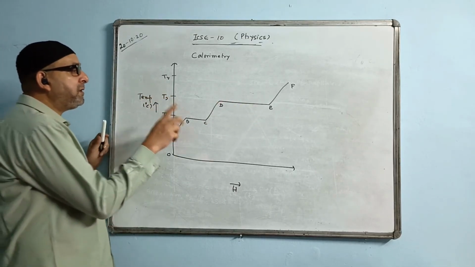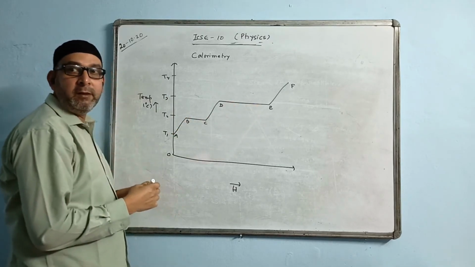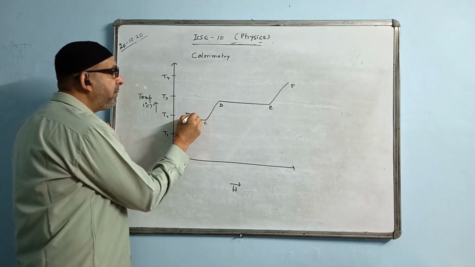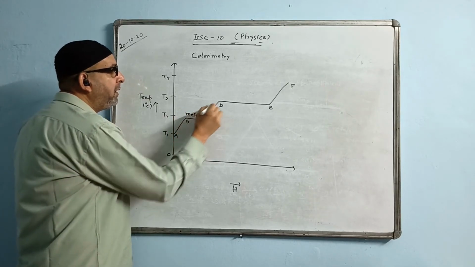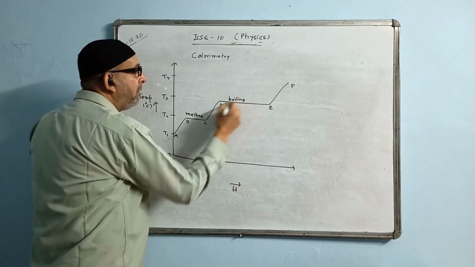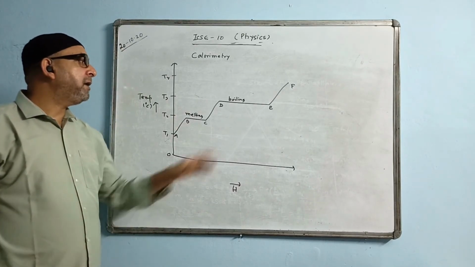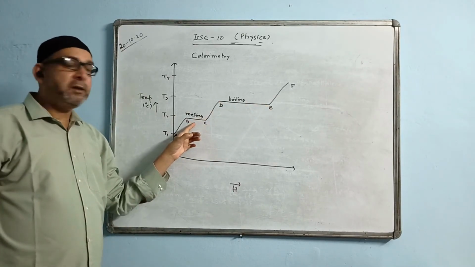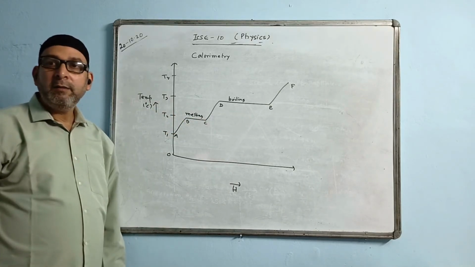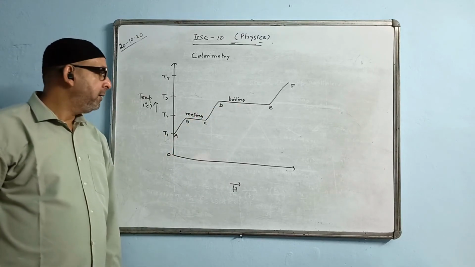There are two changes of state. One is here, one is here. The shorter region will be melting and the longer region will be boiling. So you will say in the region BC melting, and in the region DE boiling taking place. That is the first answer. Second question they are asking, why is the region DE longer than the region BC? Reason is, because the latent heat of boiling is more than the latent heat of melting.